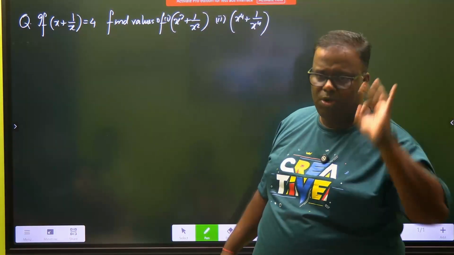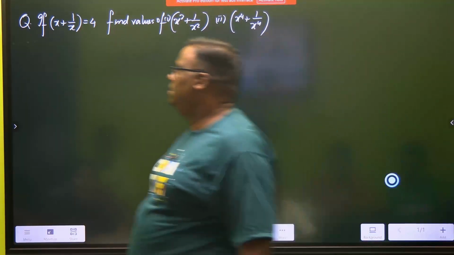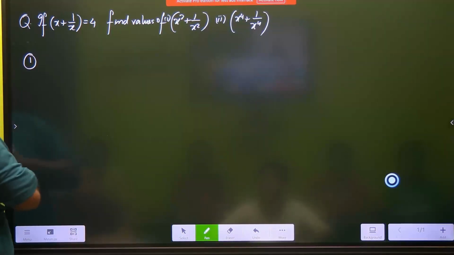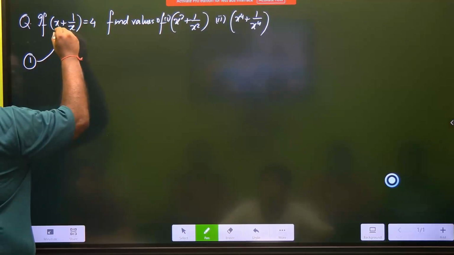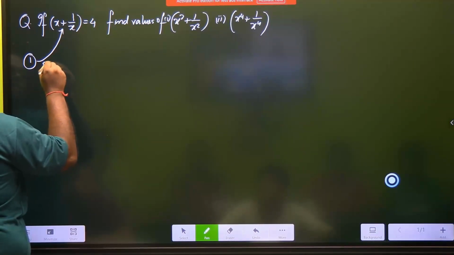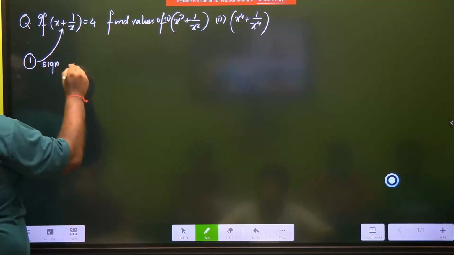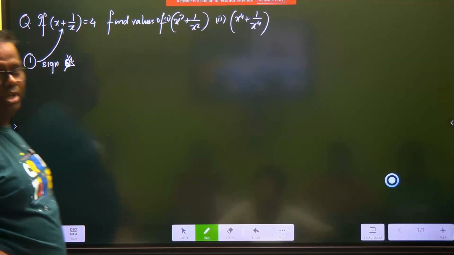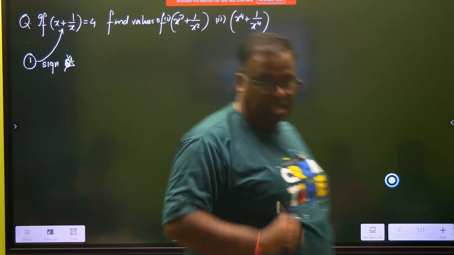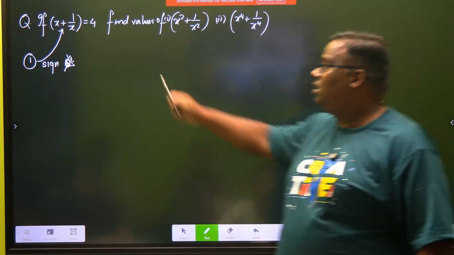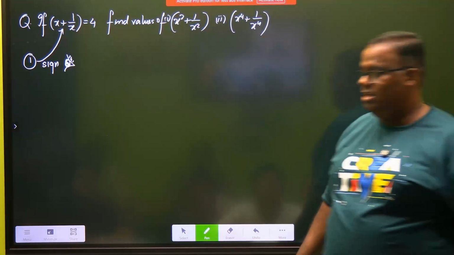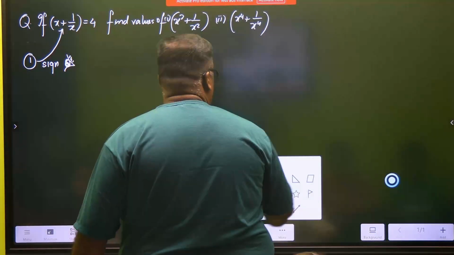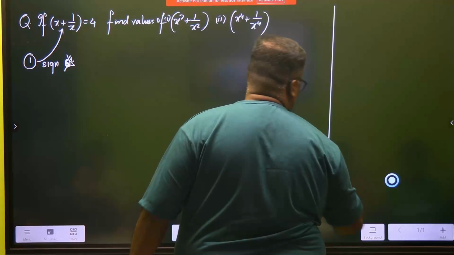So step number 1, first step. Right now, just absorb. First step, you always look at this sign. This is your Netra Nayan Lochan, and with that, you will be looking at this sign. What is the sign? Plus. And what is given? x plus 1 by x, right? So what we will do, we will create one, say, working column out here.